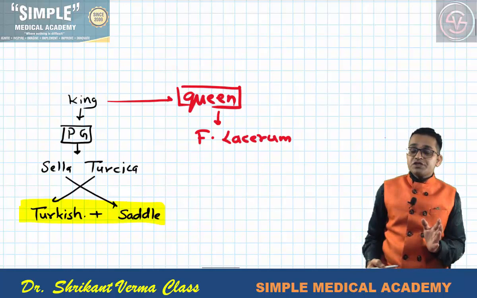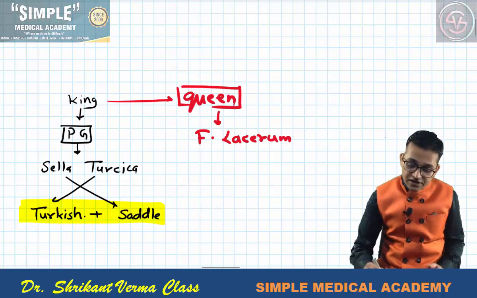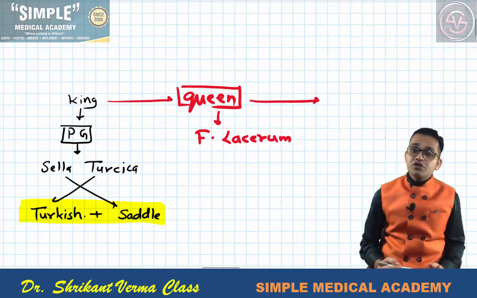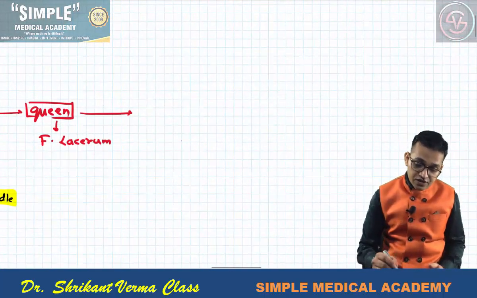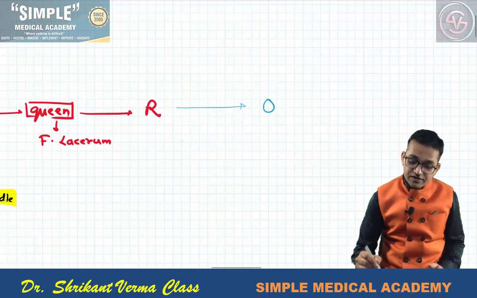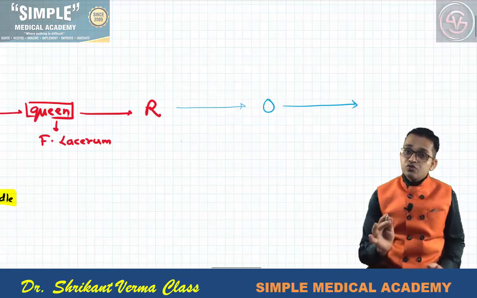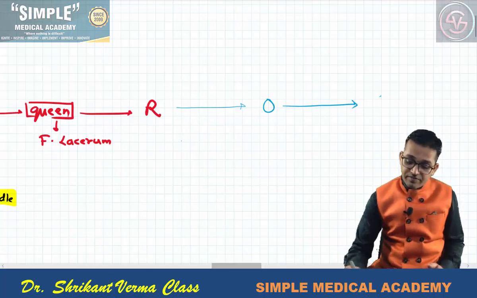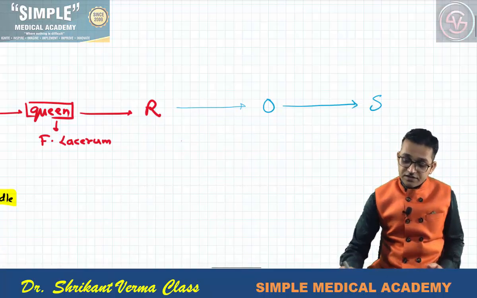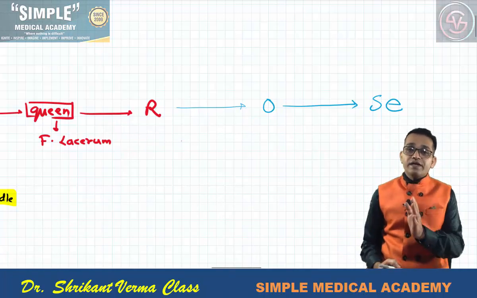What are the important structures passing through the foramen lacerum? We will see in another discussion. On each side of this queen there is the location of the ROSE, R. Then posterolateral to this R foramen there is the foramen O, and then posterolateral to this O foramen there is the foramen S, which is passing the structure indicated by the E. So our trick is the ROSE.